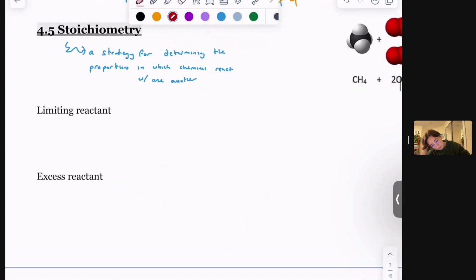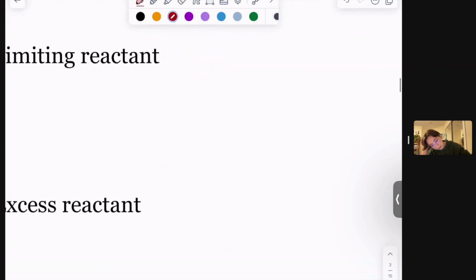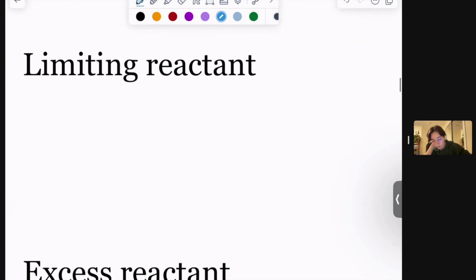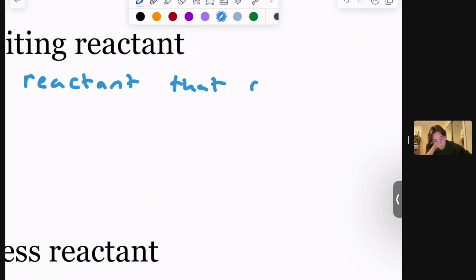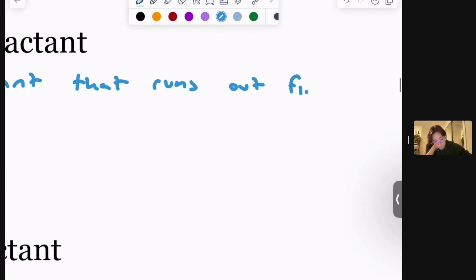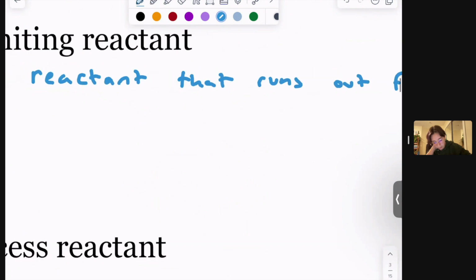So we have special terms for that. We have our limiting reactant. This is the reactant that runs out first, I'm going to say. And why that's important is if I ran out of one of my ingredients, I'm not able to make any more product. So the amount of limiting reactant I have limits the amount of product I'm able to produce.